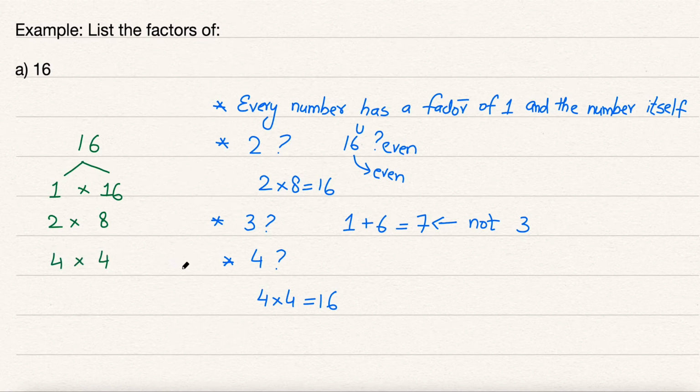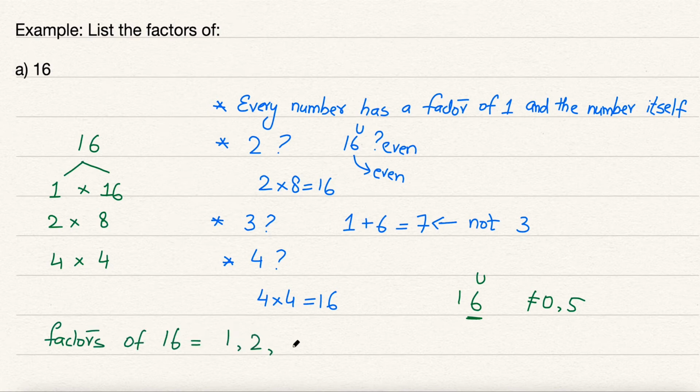Is 16 divisible by 5? In order for a number to be divisible by 5, the unit digit should be equal to 0 or 5. Here this is 6. So it is not equal to 0 or 5. The factors of 16 are 1, 2, 4, 8, and 16.